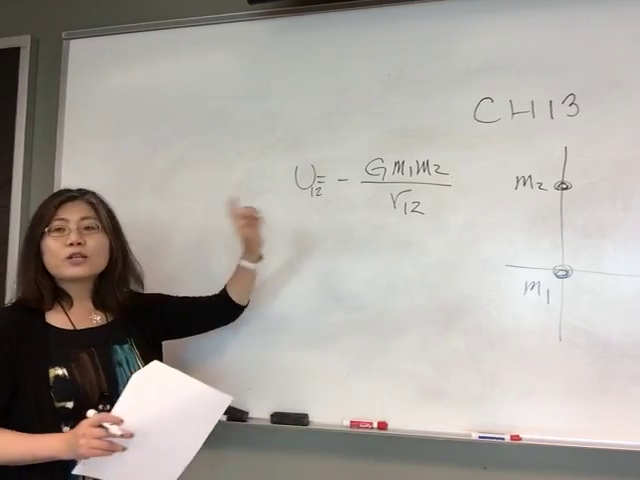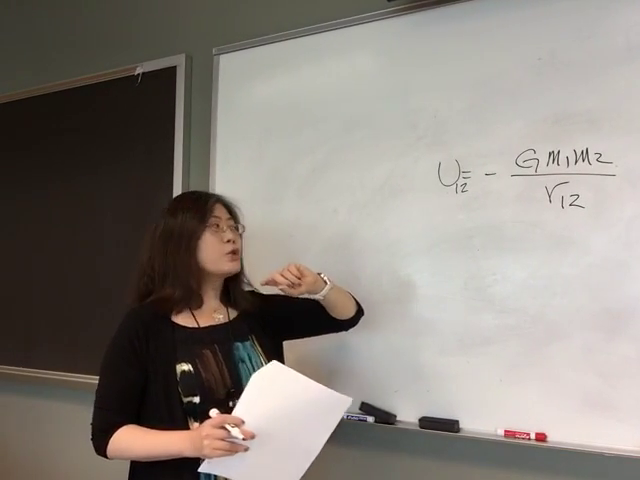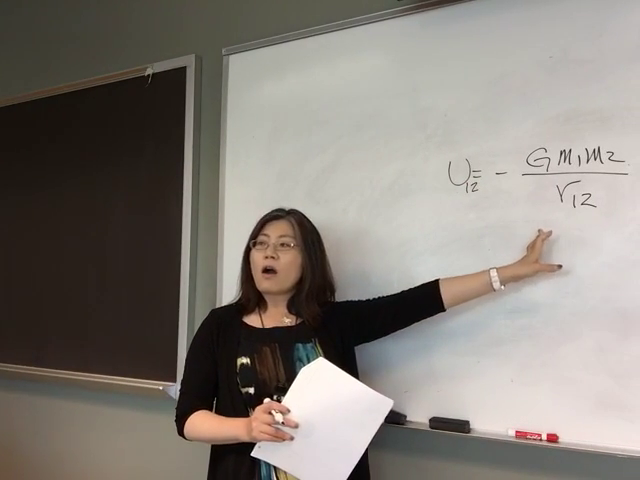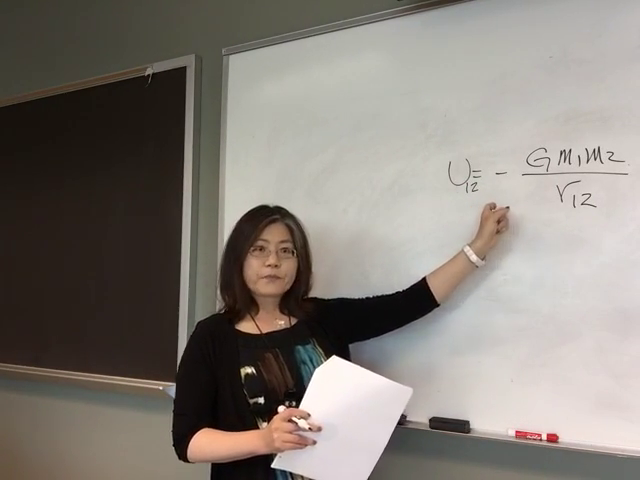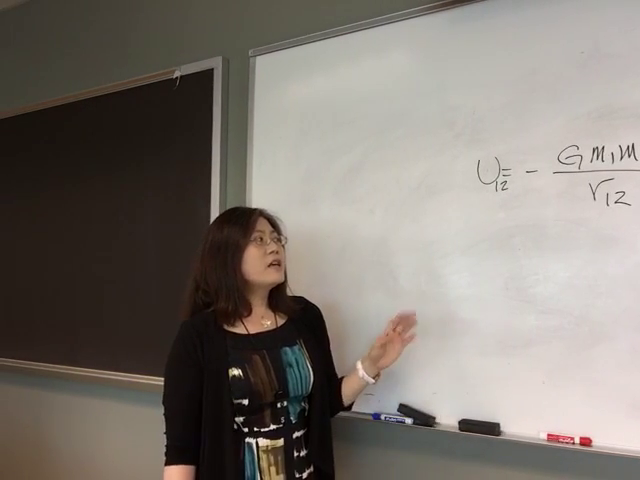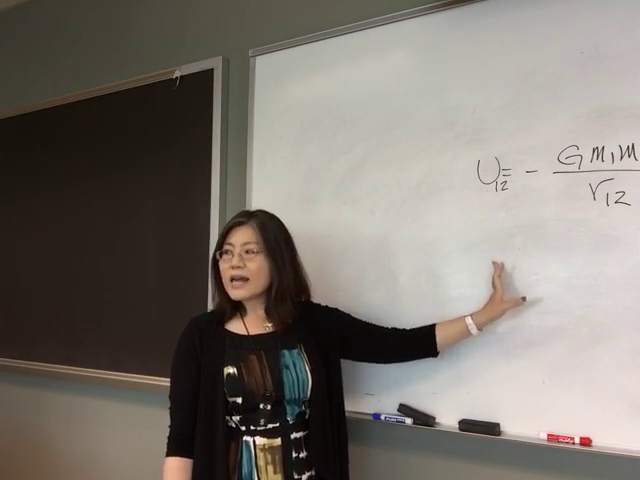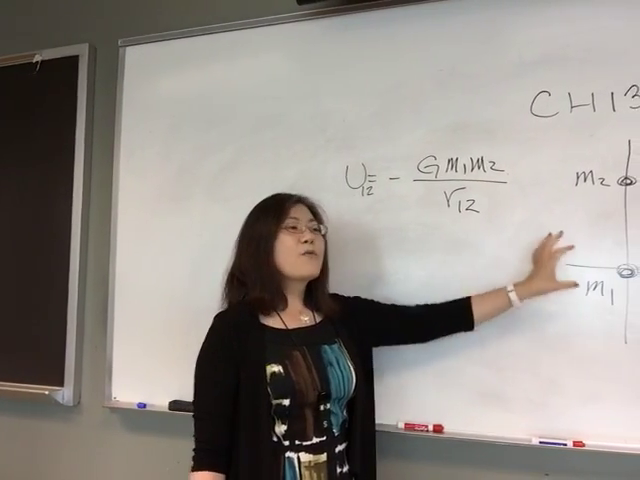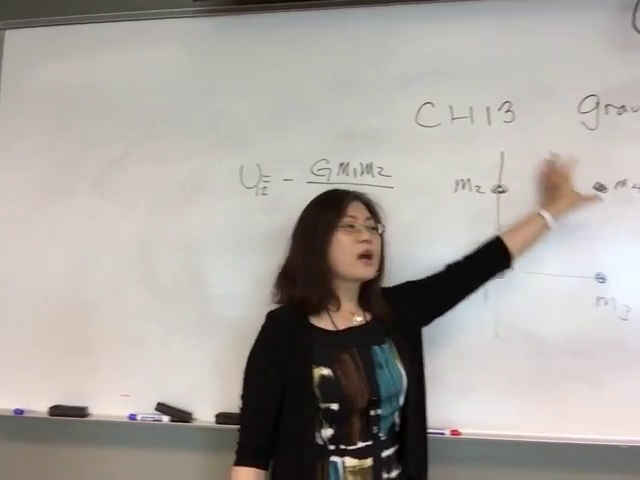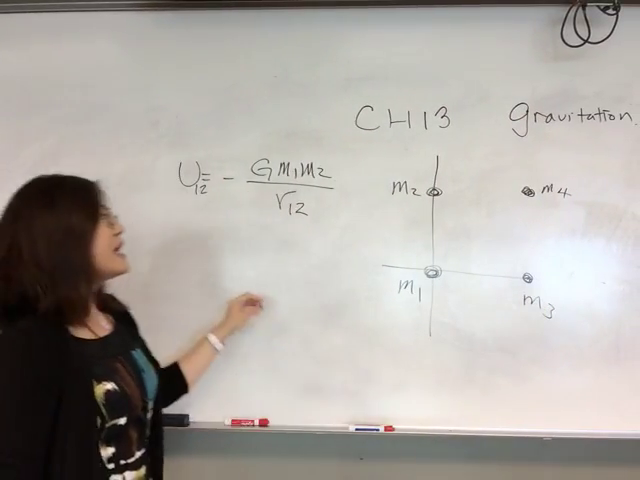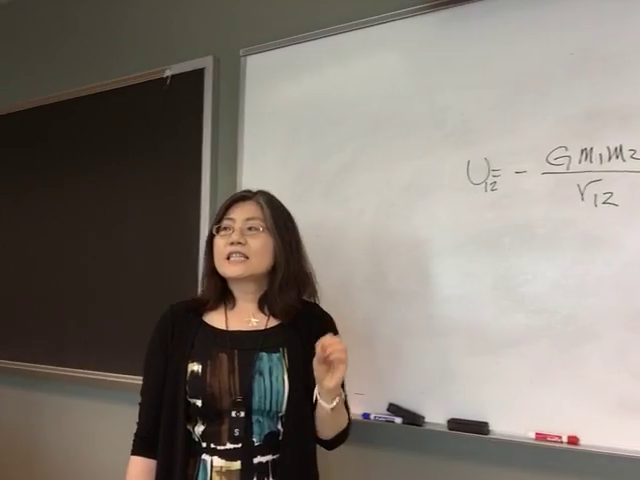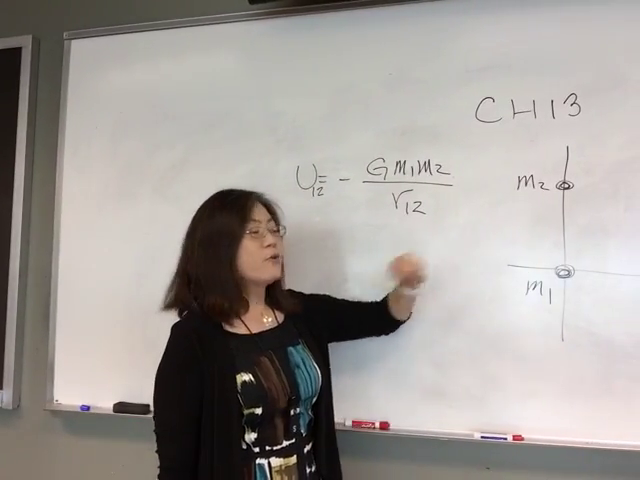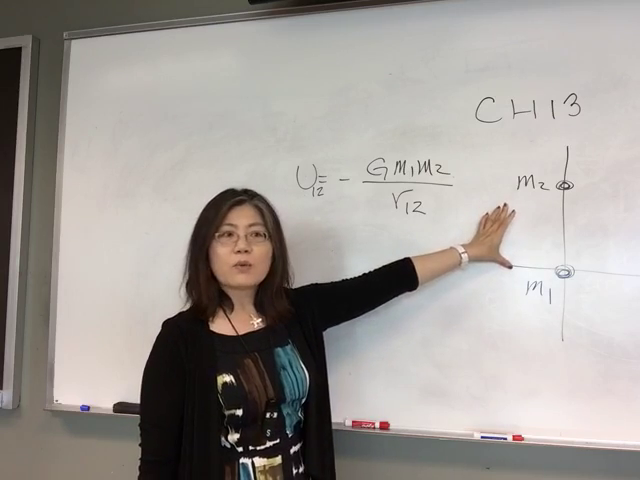The only equation we have to account for the gravitational potential energy within the system is G M1 M2 over R12, and it's negative. The other difference between gravitational potential energy and gravitational force is that when we calculate force, we don't care about the interaction between the other particles. But when you're calculating energy within the system, every interaction counts. So now you have to take into account that these two interact with each other.